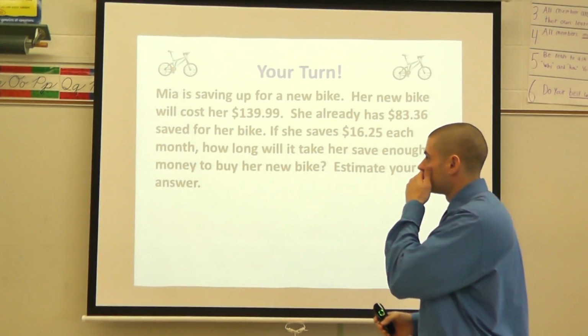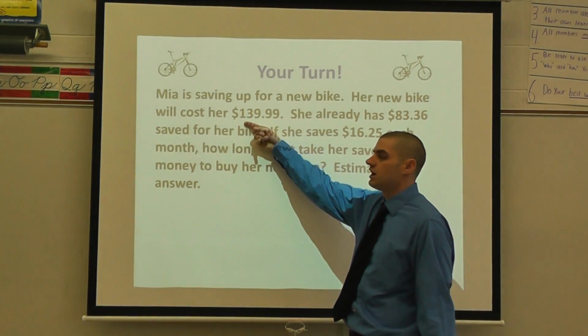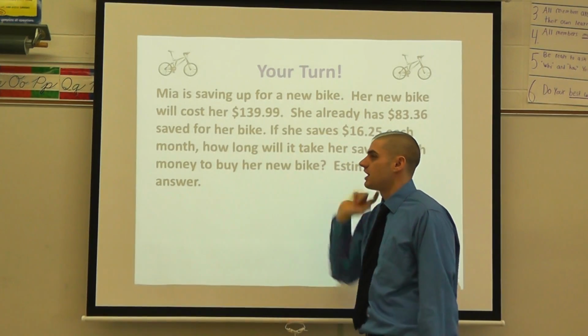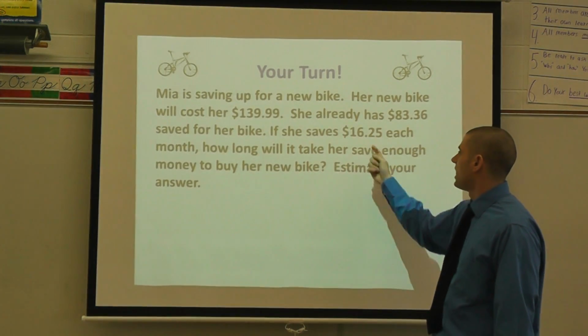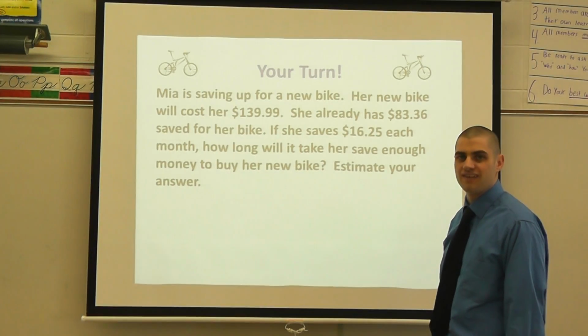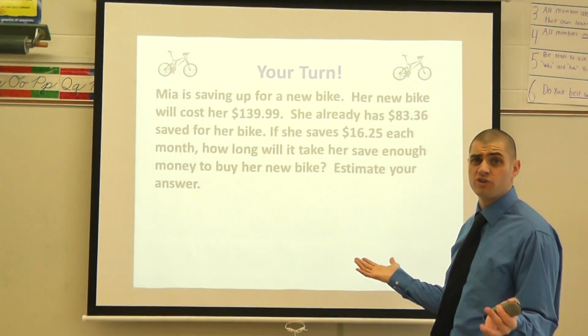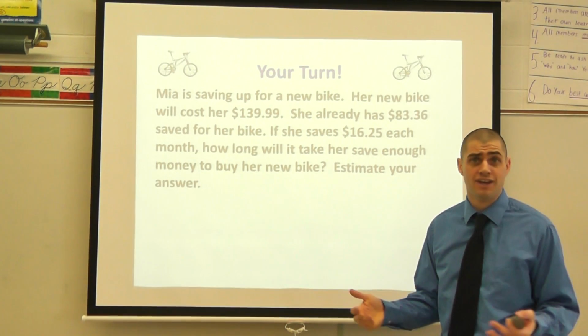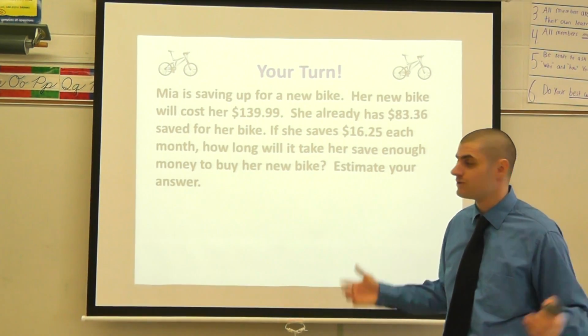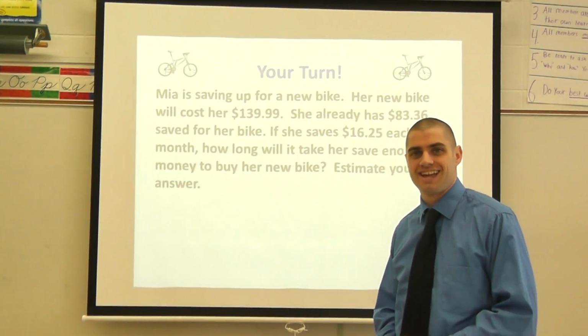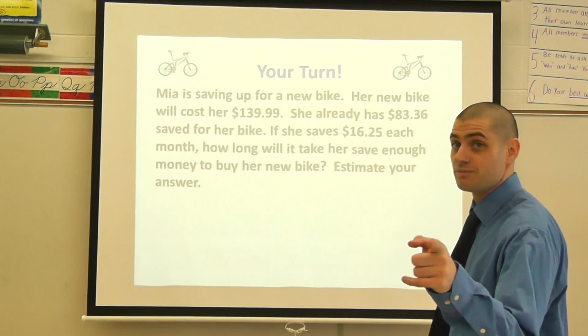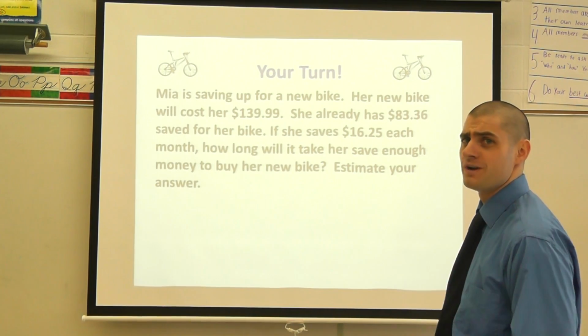Okay, when looking at this problem, I'm going to estimate this cost very easy. I'm just going to add a penny to it. About $140. I know that she's already got $83.36 saved. I know that she saves $16.25 each month. Maybe she's doing some chores at home, or in this winter we've been having, maybe she shovels a lot of snow. Who knows? But that's what she saves each month. We're going to figure out how to estimate this answer to figure out how long it's going to take before she gets that brand new bike with spring coming around the corner.